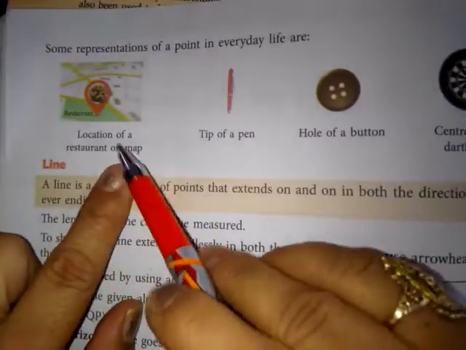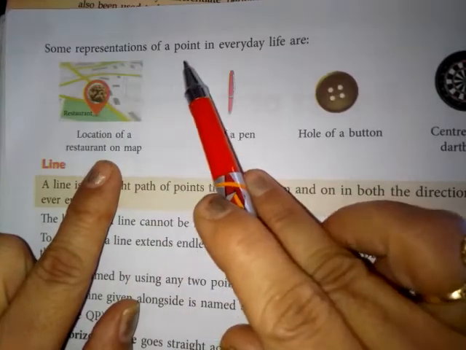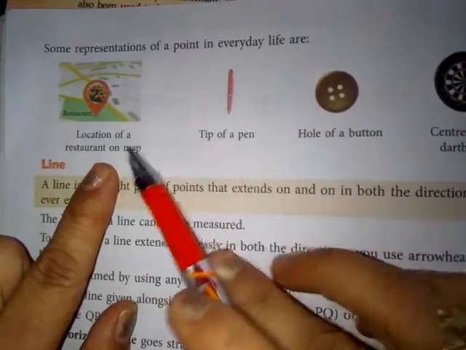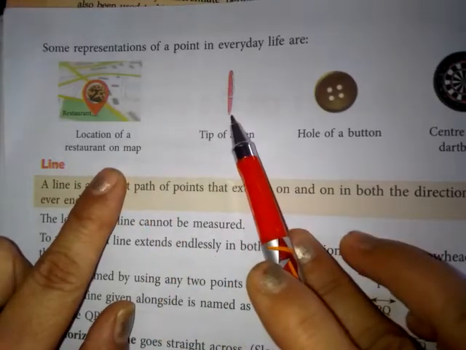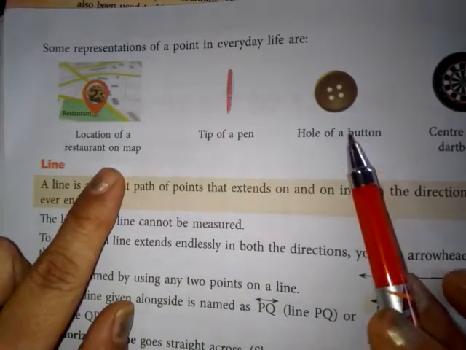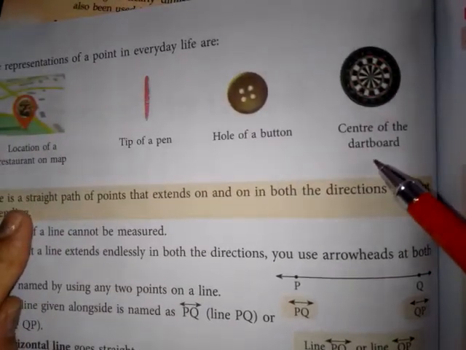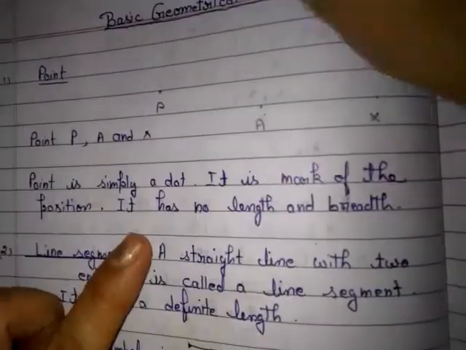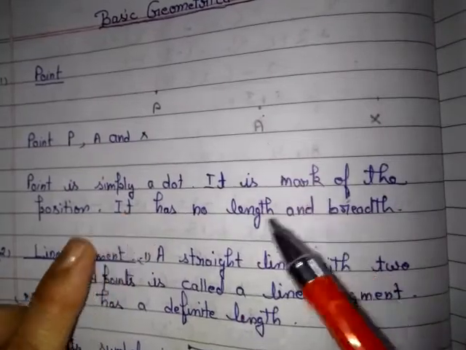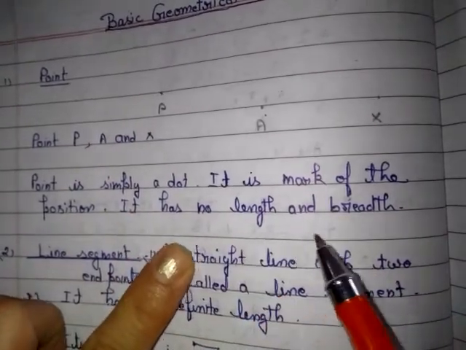See children, the examples are given in your book. Look, location of a restaurant on a map. Some representations of a point in everyday life are the location of a restaurant on a map, the tip of a pen, the center of a button, the center of a dartboard. So simply, a point is a mark. Point is simply a dot. It is a mark of the position and it has no length and breadth.